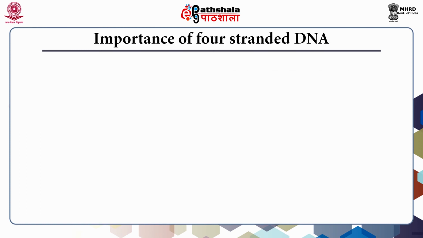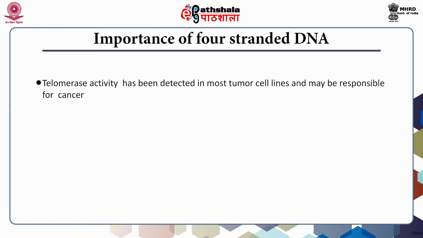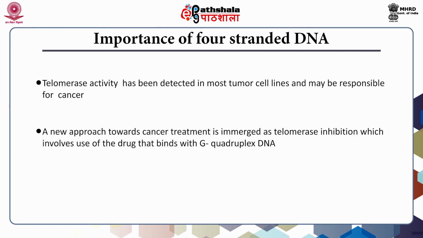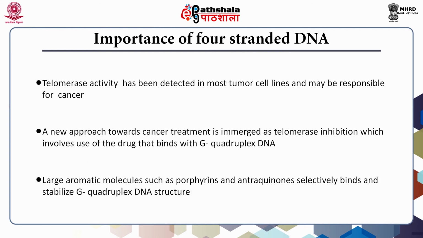Importance of four-stranded DNA. Telomerase activity has been detected in most tumor cell lines and may be responsible in cancer. A new approach towards cancer treatment is emerging as telomerase inhibition, which involves use of a drug that binds with the G-quadruplex DNA. Large aromatic molecules such as porphyrins and anthraquinones selectively bind and stabilize G-quadruplex DNA structure.